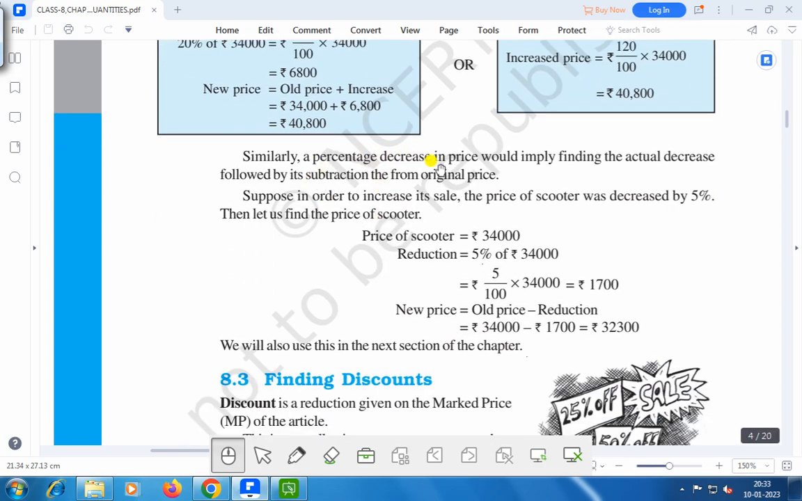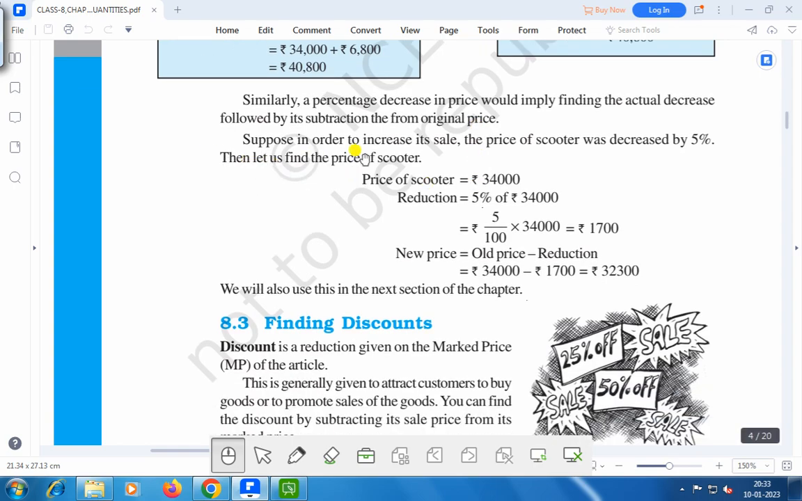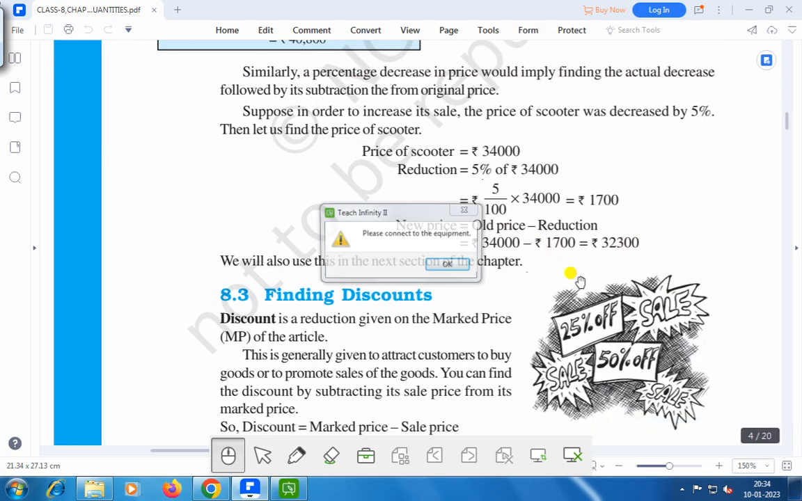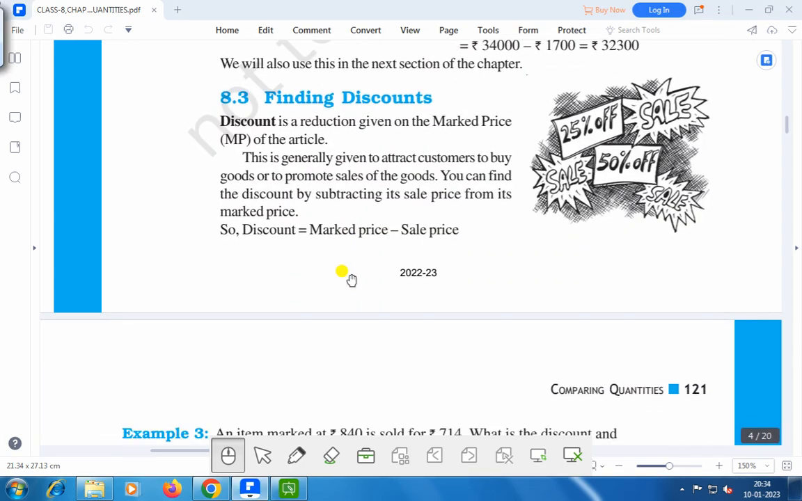Similarly, a percentage decrease in price would imply finding the actual decrease followed by its subtraction from the original price. Suppose in order to increase its sale, the price of a scooter was decreased by 5%. Let us find the price of the scooter. Price of the scooter is 34,000, reduction is 5% of rupees 34,000. 5 by 100 into 34,000 is 1700. New price is old price minus reduction, that is 34,000 minus rupees 1700, equal to 32,300. We'll also use this in the next section of the chapter.